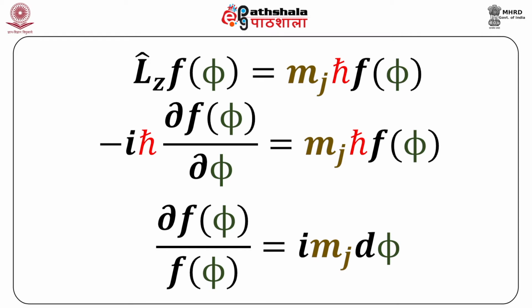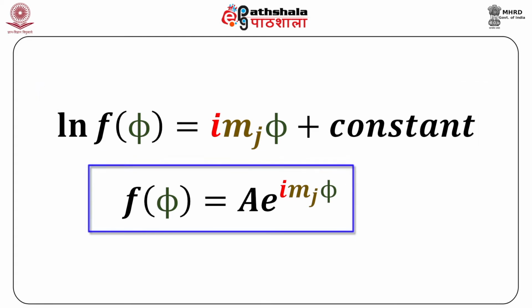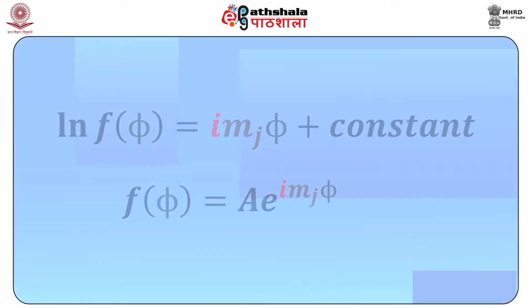Rewriting the equation, we get the expression as ∂f(phi)/f(phi) equals iota mj d phi. Now this can be further rewritten as ln f(phi) equals iota mj phi plus constant. From here we can say that f(phi) becomes equal to A into exponential function e to the power iota mj phi, where A is the normalization constant.